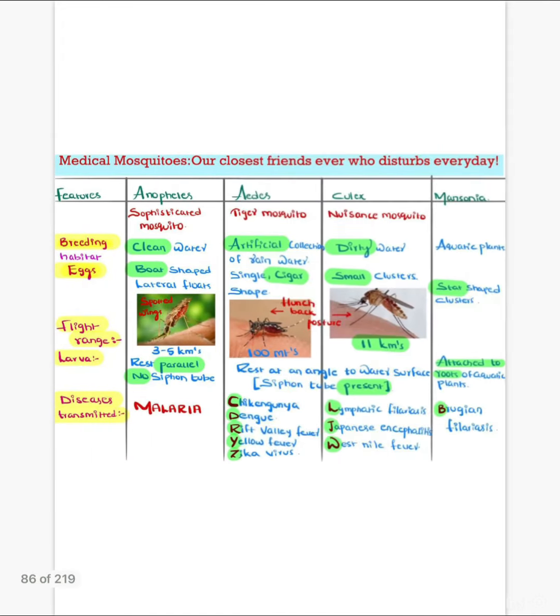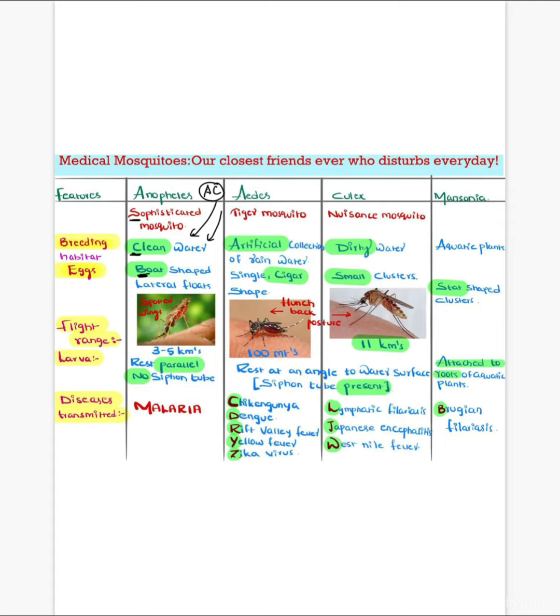Now moving on to the next one, that is your mosquitoes. About the 4 mosquitoes that you commonly see: one is the Anopheles, Aedes, Culex, and the Mansonia. So this Anopheles mosquito is the sophisticated mosquito, remember AC. People who have AC in their house, they are sophisticated. C means it breeds in clean water. And remember, these sophisticated people have a swimming pool in their house.